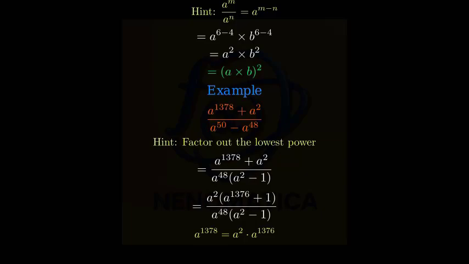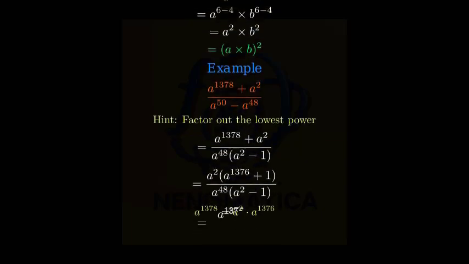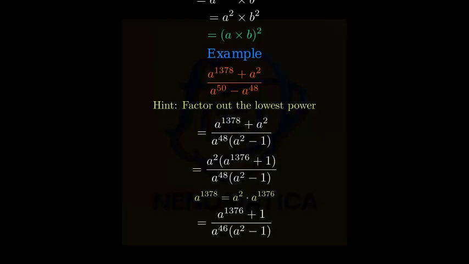Step 3. Now we can simplify our expression by dividing common factors. We divide a squared in the numerator by a squared minus 1 in the denominator, and we have a term a to the 48th power in the denominator, which gives us a to the power of 1376 plus 1 all over a to the power of 46 times open parenthesis a squared minus 1, close parenthesis.